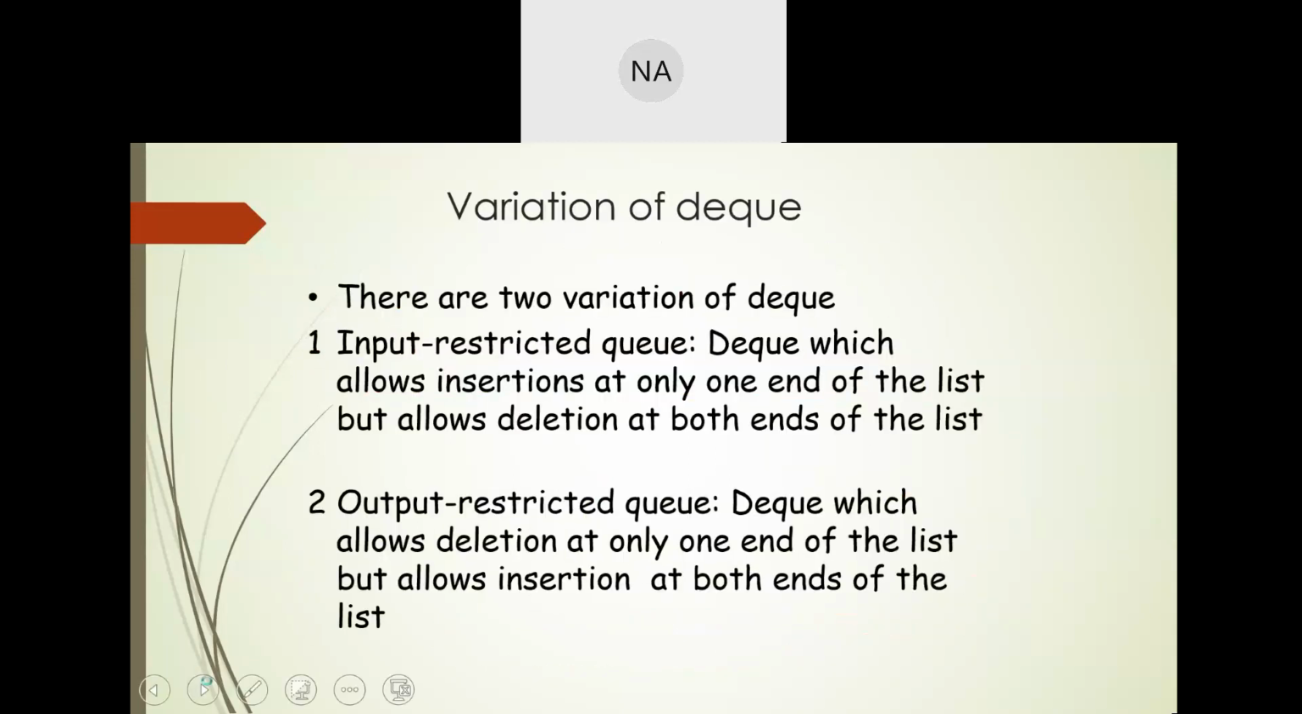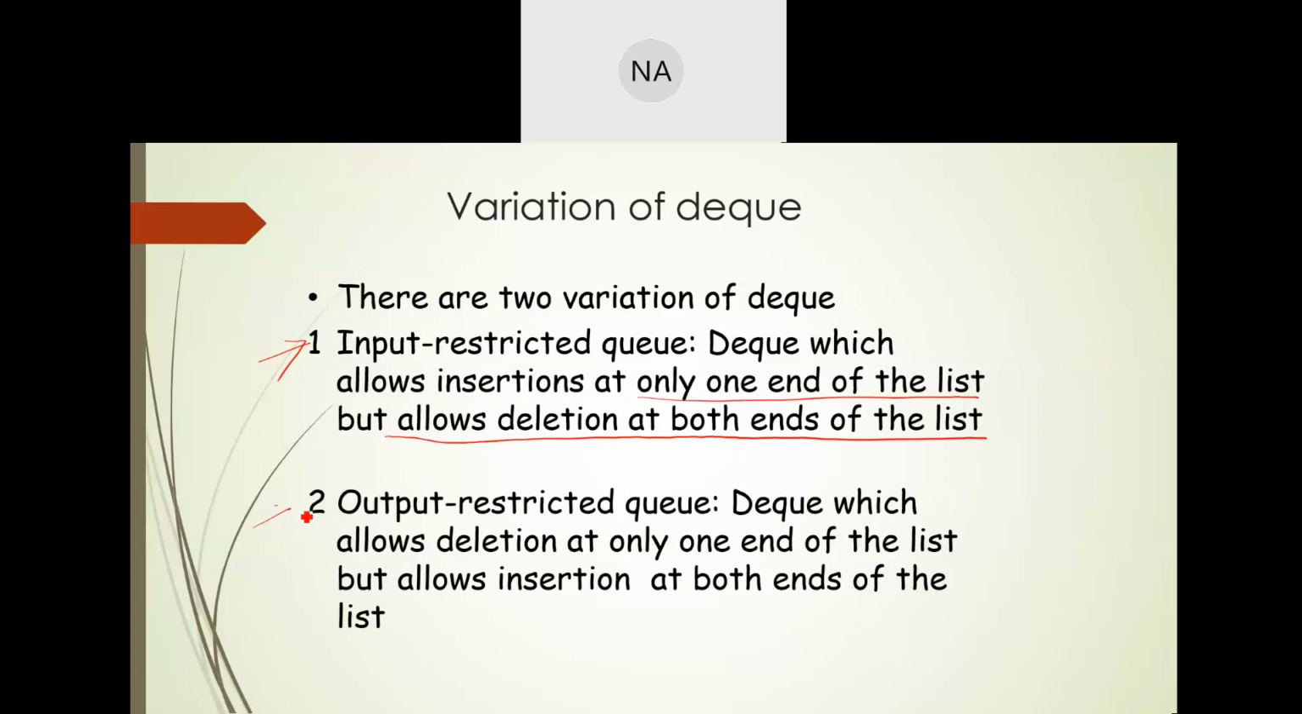Okay, variations of deque. There are two types of deque. First, input restricted queue or input restricted deque. An input restricted deque is a deque which allows insertion at only one end of the list but allows deletion at both ends of the list. So input is restricted only at one end, but deletion is allowed at both ends.